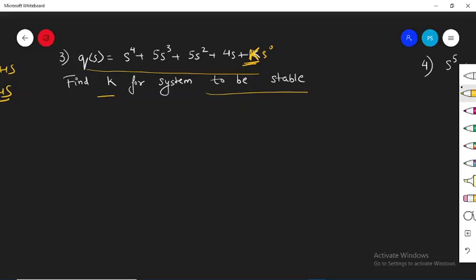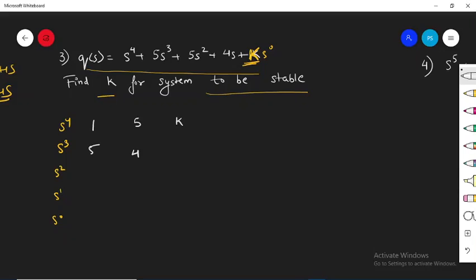Nothing special, we follow the same method. s4, s cube, s square, s to the power 1, s to the power 0. Then we'll quickly write all the coefficients. So it's 1, 5, 5, 4 and k. And let's make the Routh array along with this k only.